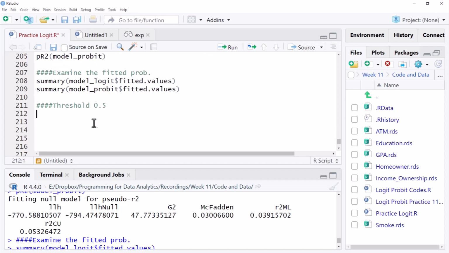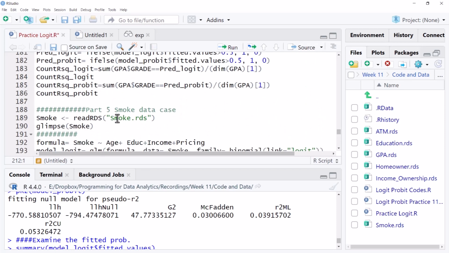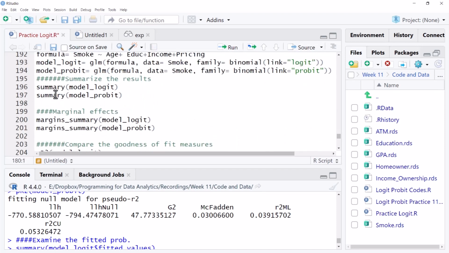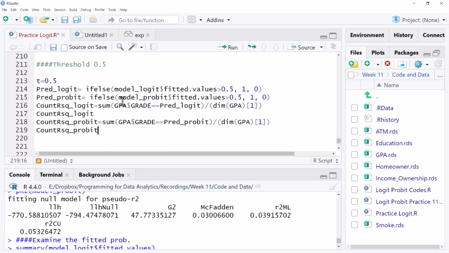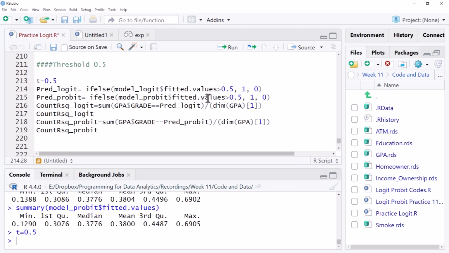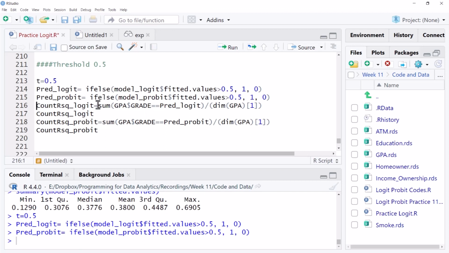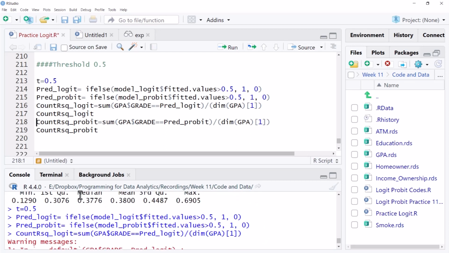For this, I'll borrow the code. I'll not rewrite the code. The code is already written, so I'll rather borrow from here. I'll specify tau equal to 0.5. So first, the logit and probit. So counts.